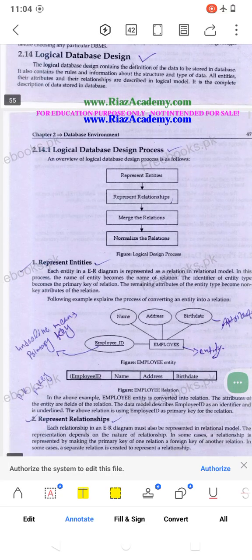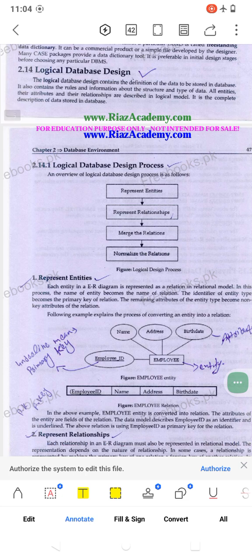Next we have logical database design. This is section 2.14, and in that section we cover the topics or bullets about logical database design. What is a logical database? We already discussed this term in lecture very deeply. At this stage, the database designer designs the structure or schema of the original database, or you can say the blueprint of the database. Designing at this stage is called logical database design.